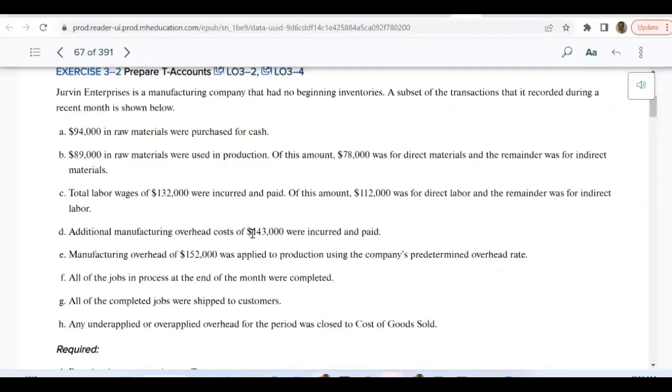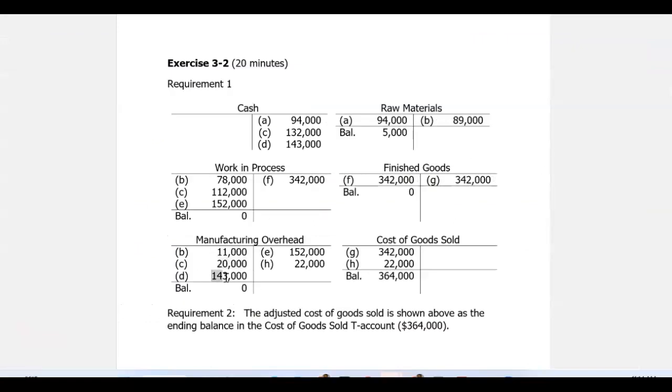Additional manufacturing overhead cost of 143,000 were incurred and paid. So 143,000. So additional manufacturing overhead has been recognized as debit manufacturing overhead and is paid. It might be for factory rent, it might be for factory insurance, it might be for factory utilities, anything that's related to the factory. So here is the credit cash to pay for those expenses. Okay.